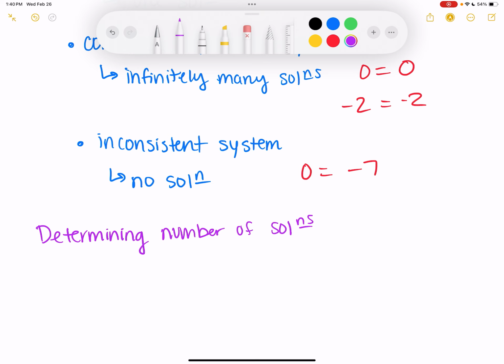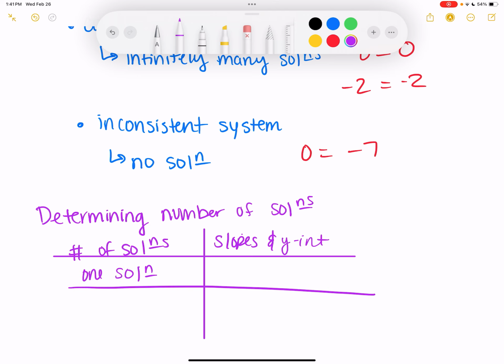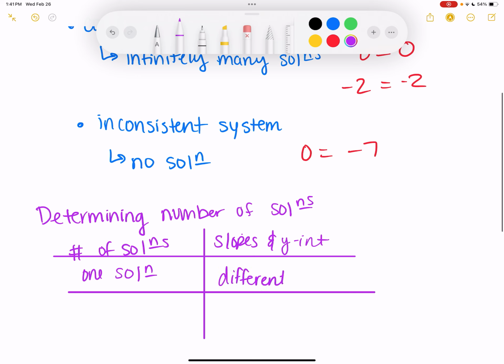All right, so determining number of solutions. I'm going to do a little table here so that you can see this. I'm trying to give you different ways to think about the same stuff. This will be number of solutions and then what you'll know about their slopes and y-intercepts. If it's one solution, then they have to have different slopes. They don't have to be anything special, they just have to be different.